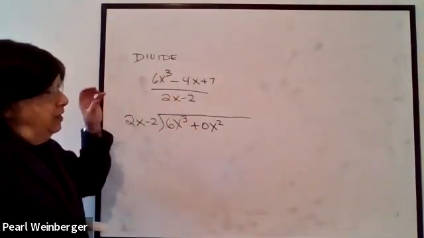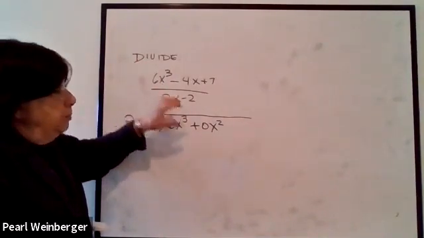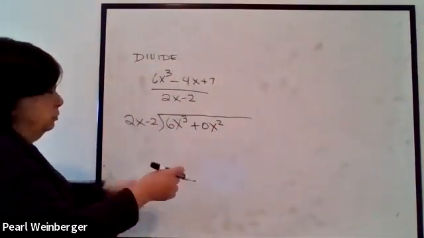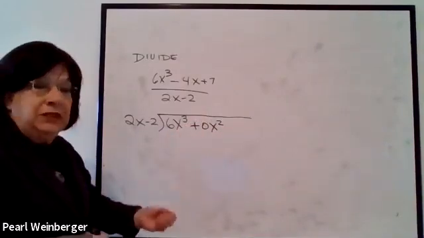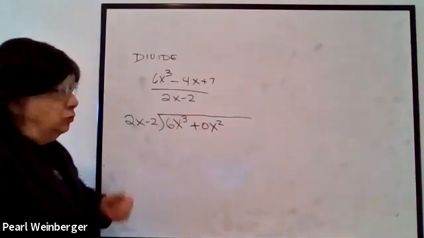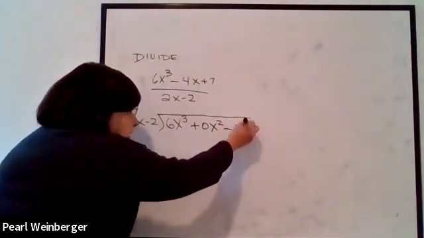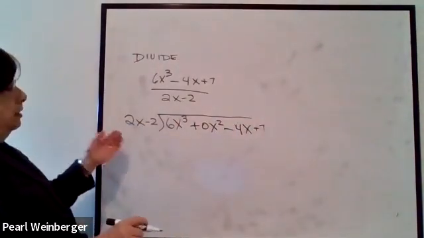When I say we have to have it in descending order, not only do we have to start with the highest power, but every term has to be accounted for. If there's a missing term, we put it as 0, like the 0x squared. It's sort of a space maintainer. We need it to keep the space for the x squareds. Then, of course, the next term would be negative 4x, and the next term would be 7. And we do exactly what we did before.